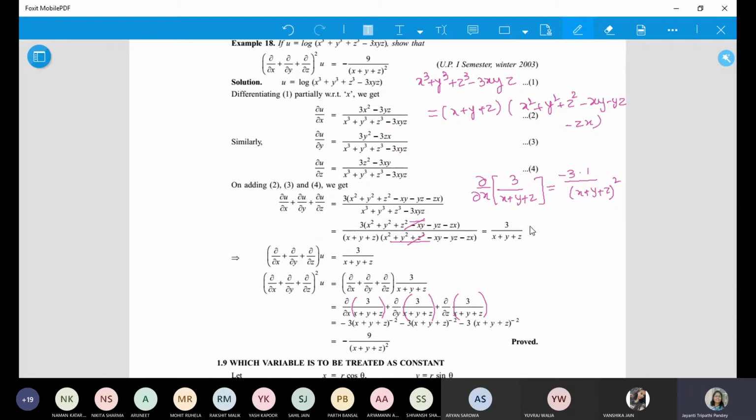Similarly, when you do it for y, you will get minus 3 upon (x plus y plus z) square. When you do it for z, you will get minus 3 upon (x plus y plus z) square. So when you add it up, what will you get? Minus 9 upon (x plus y plus z) square. Is this question understood? Yes, ma'am. How we use more than two variables is understood?